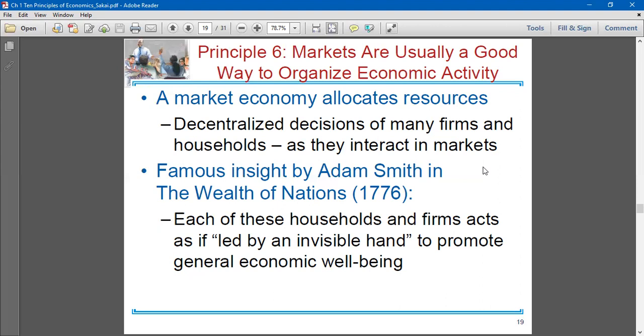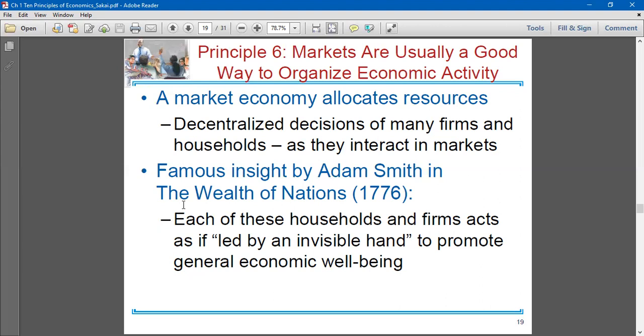Now, for the capitalists, they will only use the free market. We allow the market to work on its own. So supply and demand will come together and determine the kind of goods they have to produce and the prices they have to charge. We call it the workings of the invisible hand. It was stated by Adam Smith in his book, The Wealth of Nations, that households and firms act as if they are being led by an invisible hand.